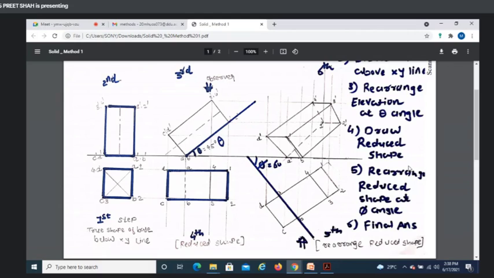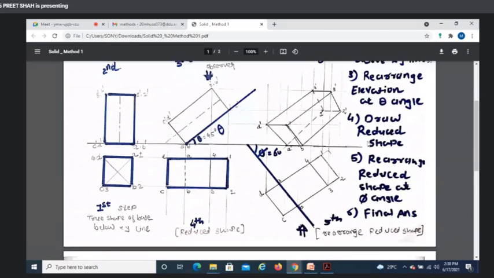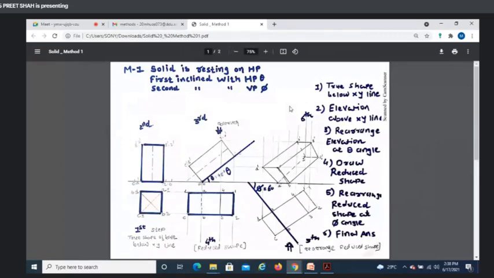So this is the first method. Understand? Okay, so you just note down these steps in your sketchbook. All of you, note down this method in your sketchbook.